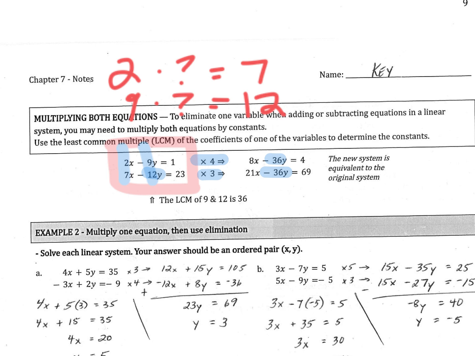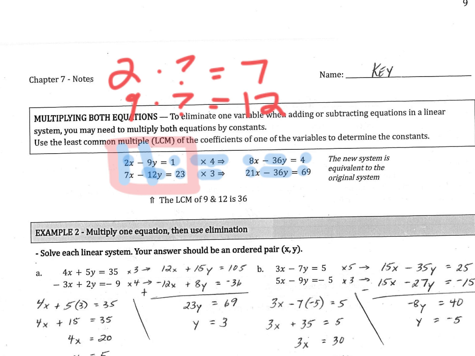The x's they also had to multiply, though. They did 2 times 4 to get 8. They did 7 times 3 to get 21. And then they had to multiply the constants, 1 times 4 and 23 times 3. So in this example, they got the y's to have the same number in front. That way they could cancel those out.